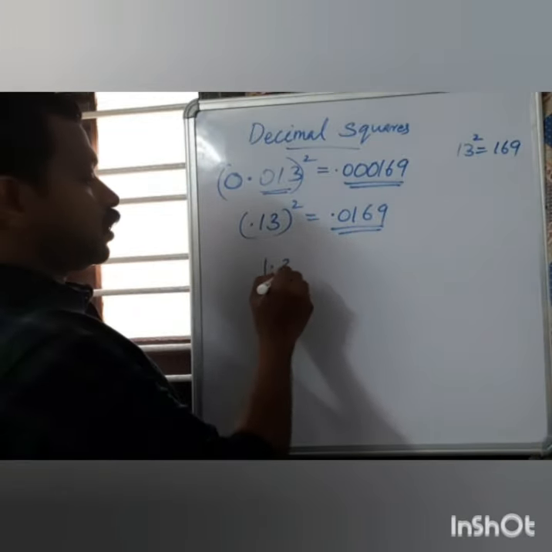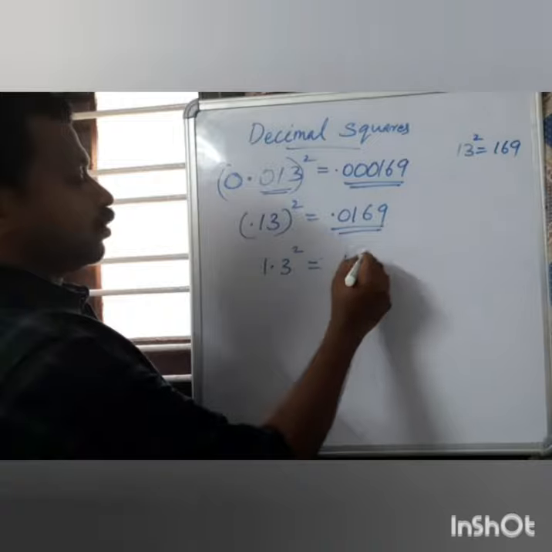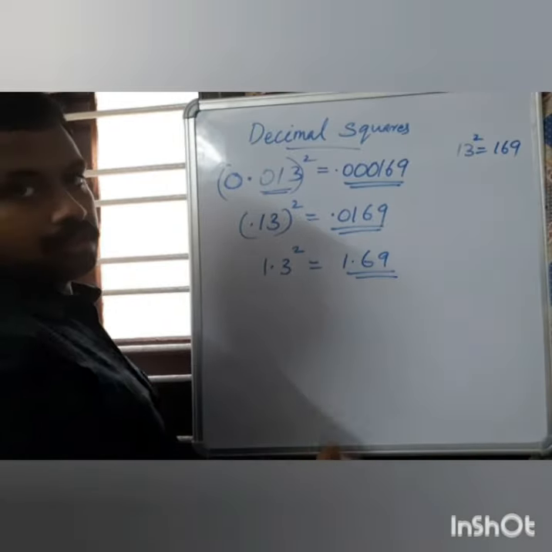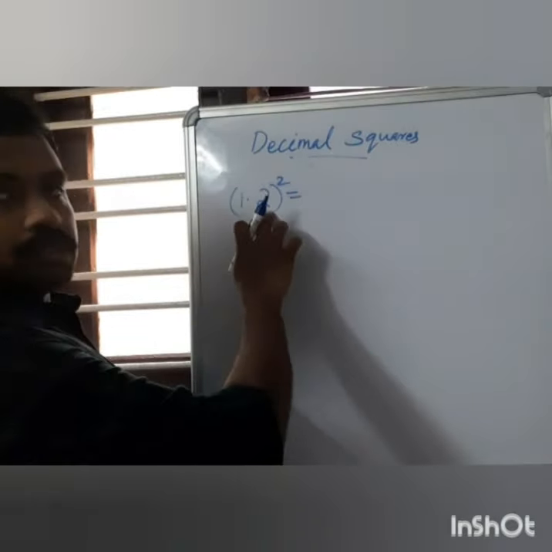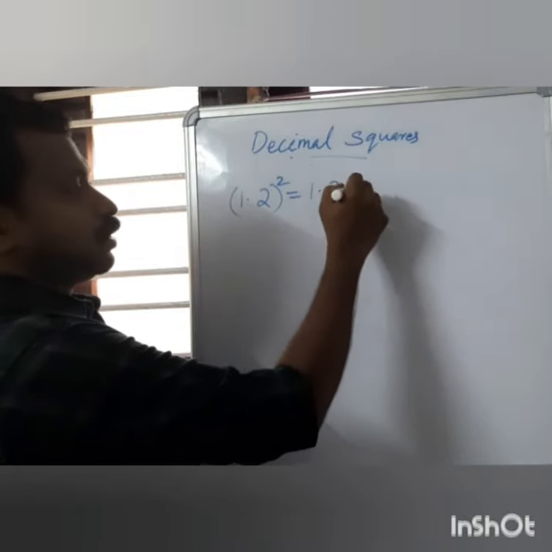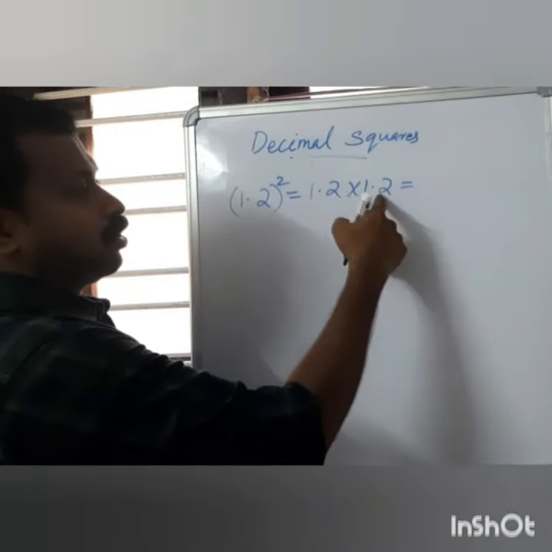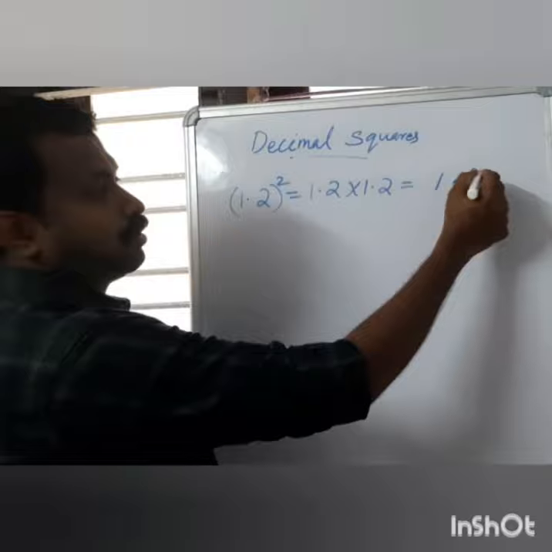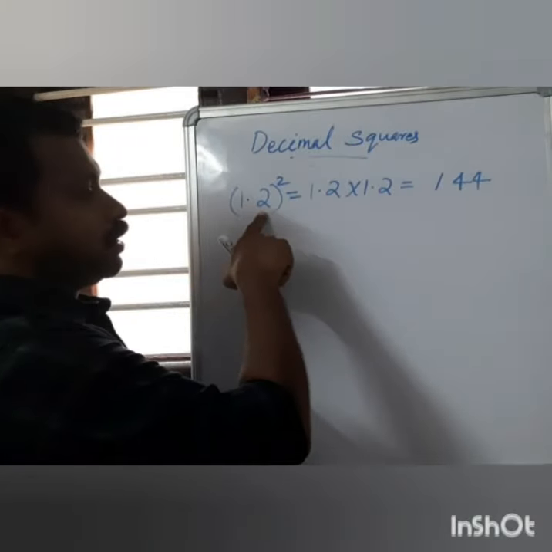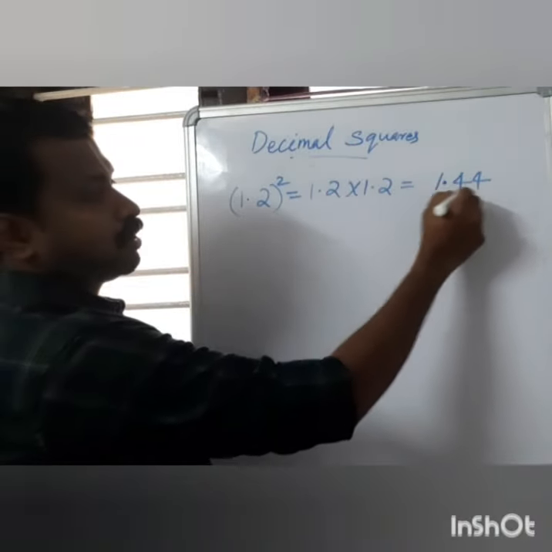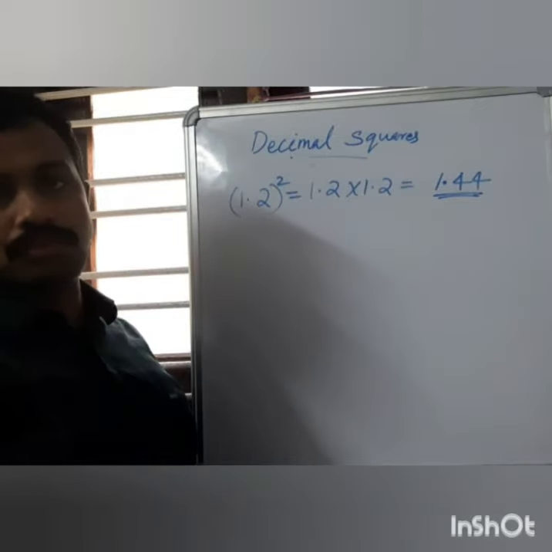So 1.3 square, how do you write? It is 1.69. 1.2 square is 1.2 into 1.2. 12 into 12 is 144. Then here 1 decimal, in the answer there should be 2 decimal places. So 1.44.